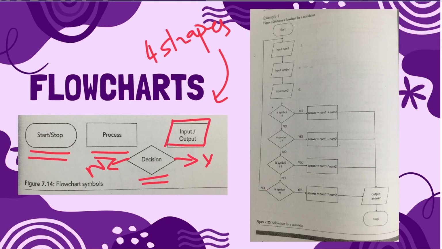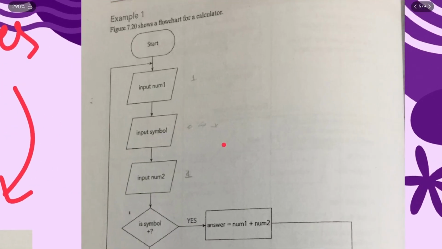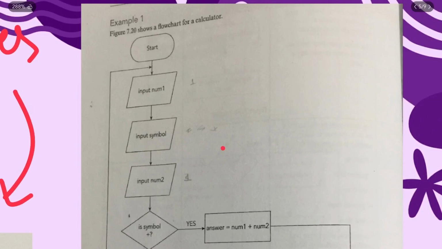And then an input or output box. It's not a box, it's more of a parallelogram. So over here, you would usually input or output statements like you'd say input number, input num, and then you'd output result, output product, things like that. Okay, so let's look at an example. Figure 7.2 shows a flowchart for a calculator. So we'll take the calculator example again.